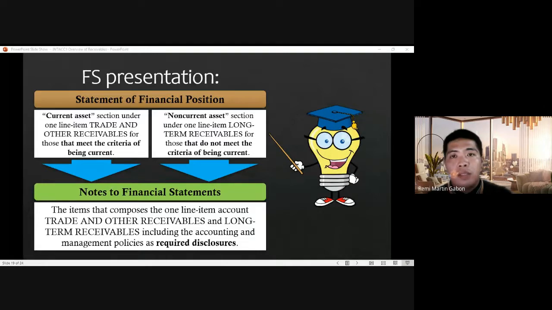The same goes with non-current receivables. Okay? The total amount presented under the long-term receivable account in the balance sheet, all the items that compose that one line item account, long-term receivables, the components will be presented as part of the notes to financial statements along with the accounting and management policies. So may mga required disclosures yan. Okay?